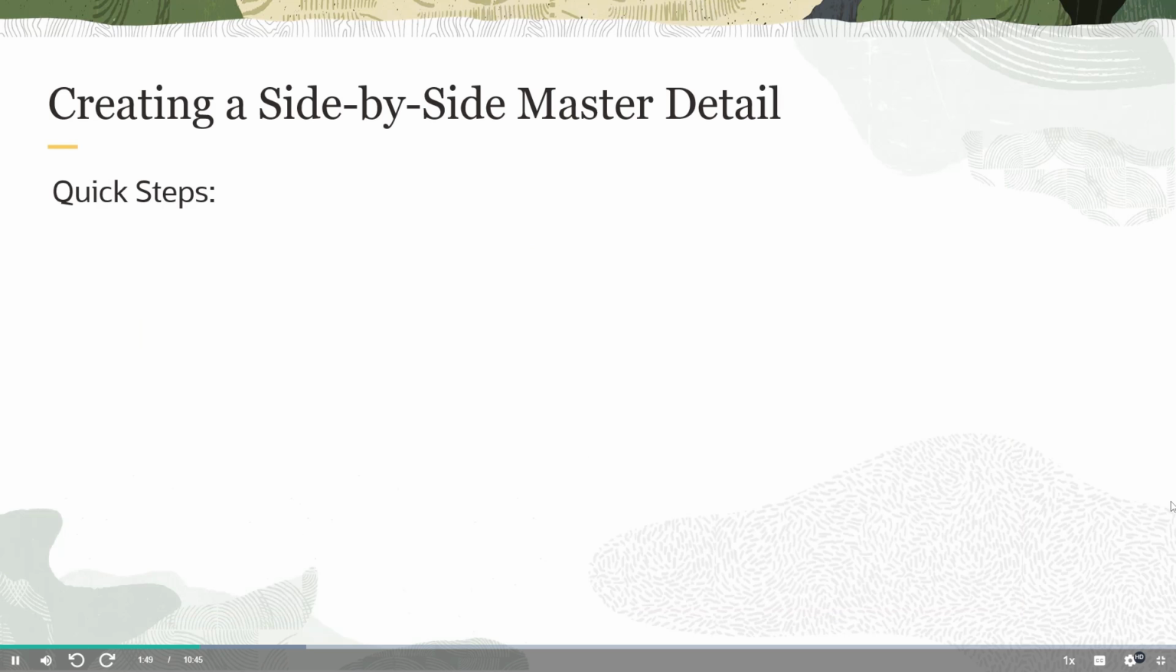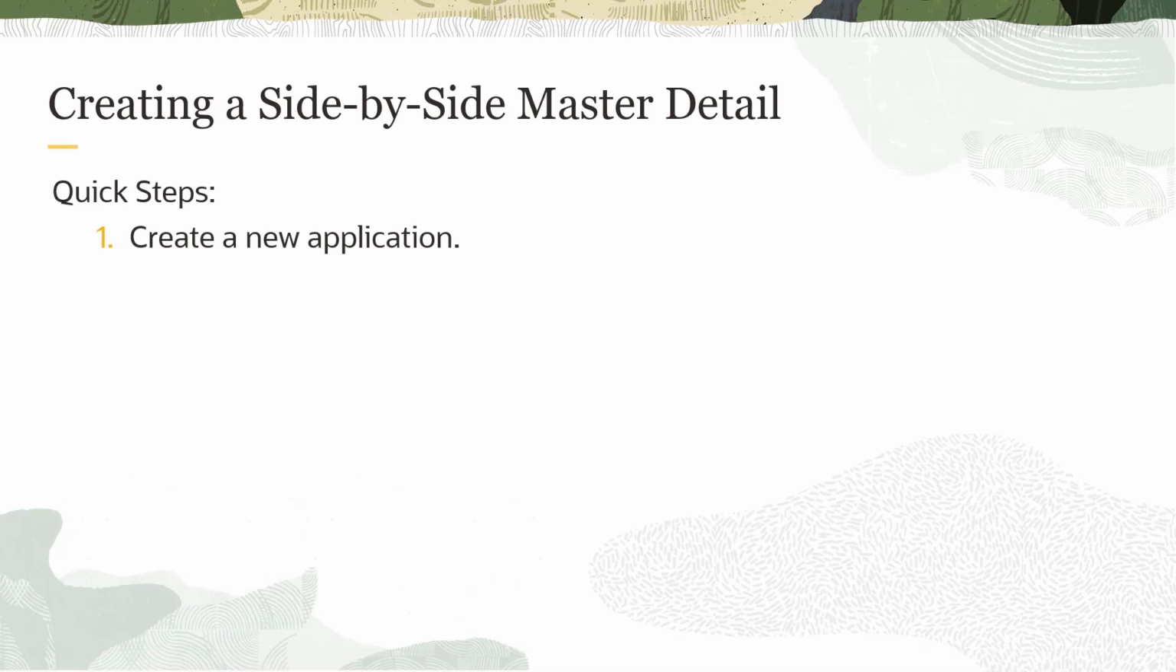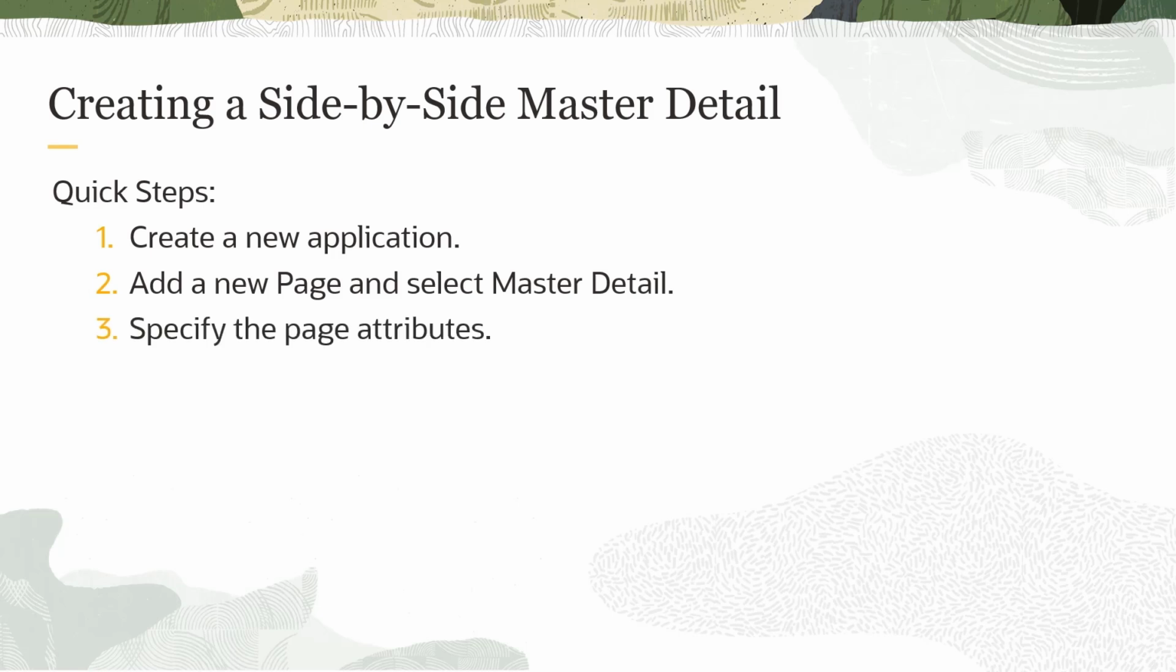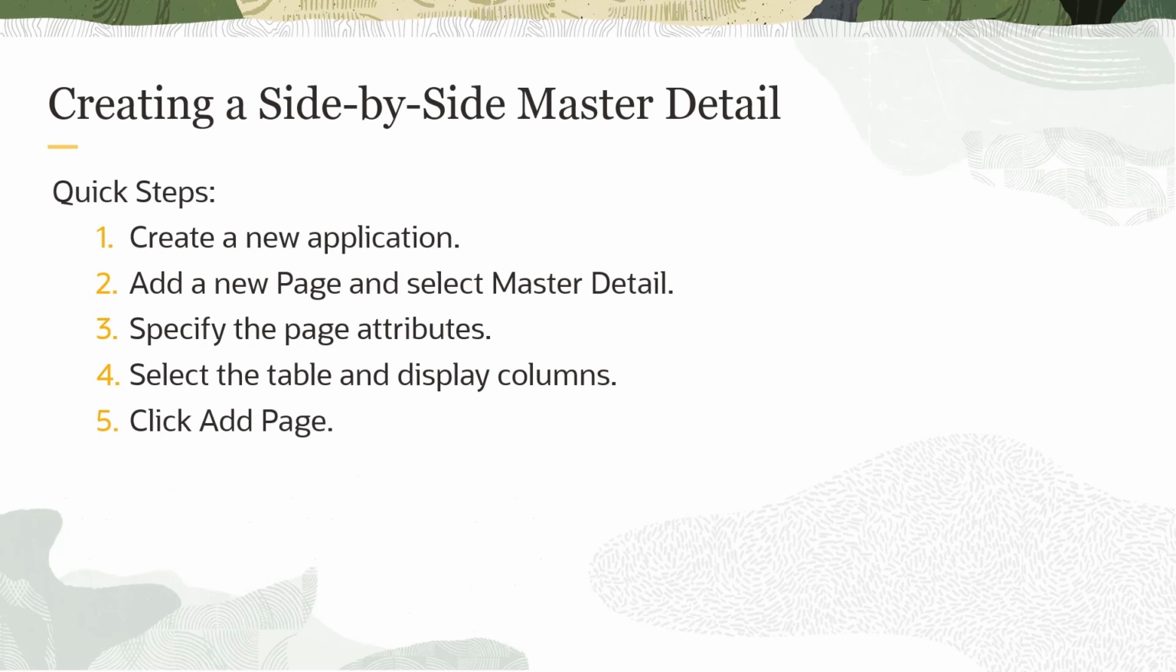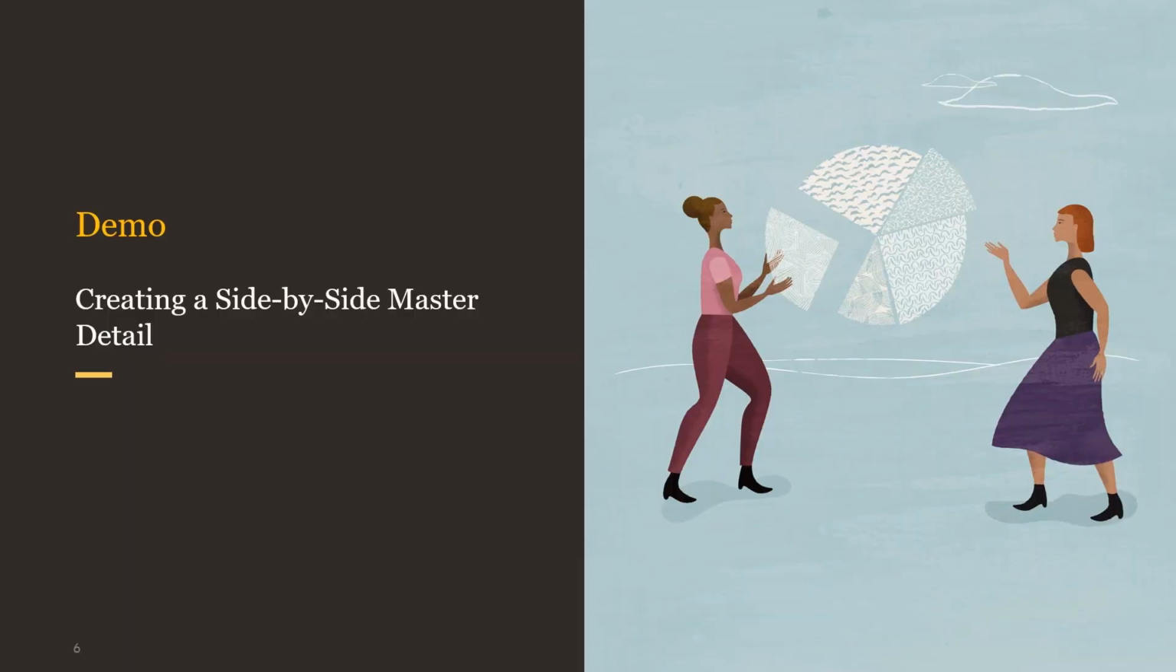Let us review the steps in creating a side-by-side master detail. You can create a new application or create a new page in an existing application. Add a new page and select Master Detail. Specify the page attributes, select the table and display columns, and finally click Add Page. If you're creating a new application, finish creating the application. Now let's see a demo of creating a side-by-side master detail in the Apex workspace.